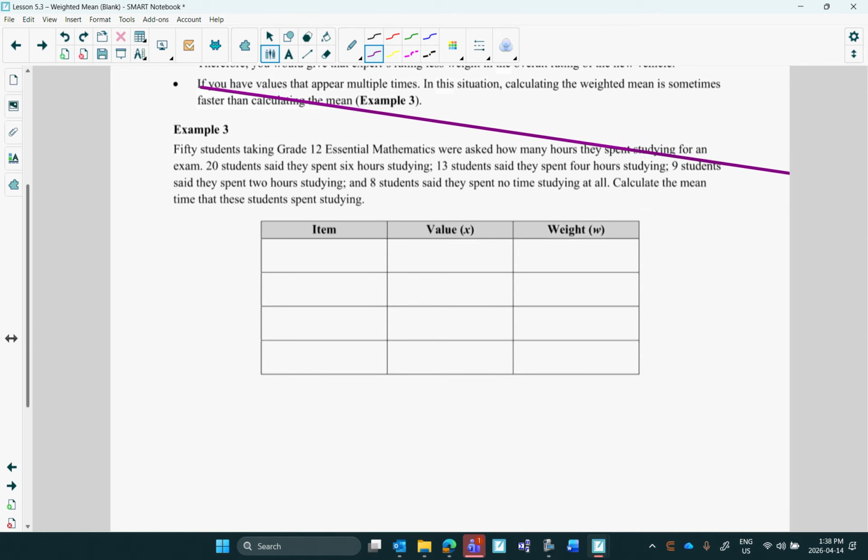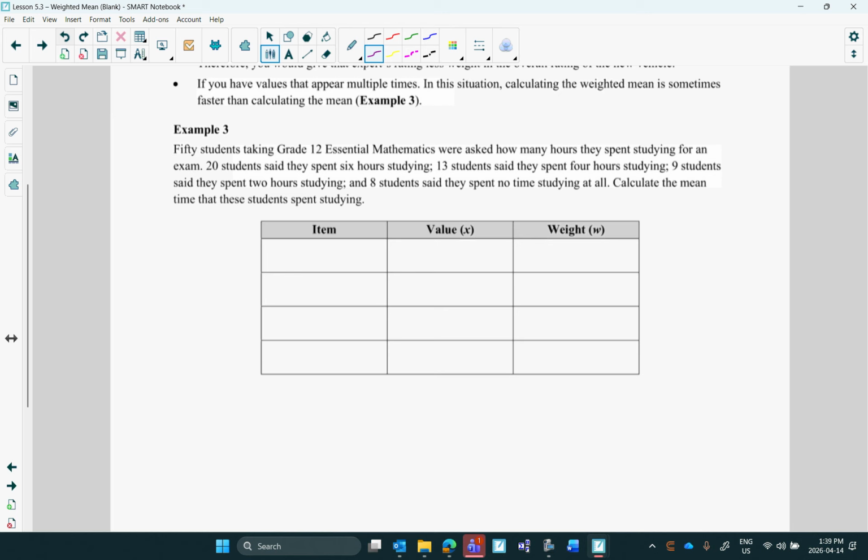So let's look at another one. 50 students taking grade 12 essential were asked how many hours they spent studying for an exam. 20 students said 6. 13 students said 4. 9 students said 2. 8 students said 0. What's the mean or average time that these students spent studying?